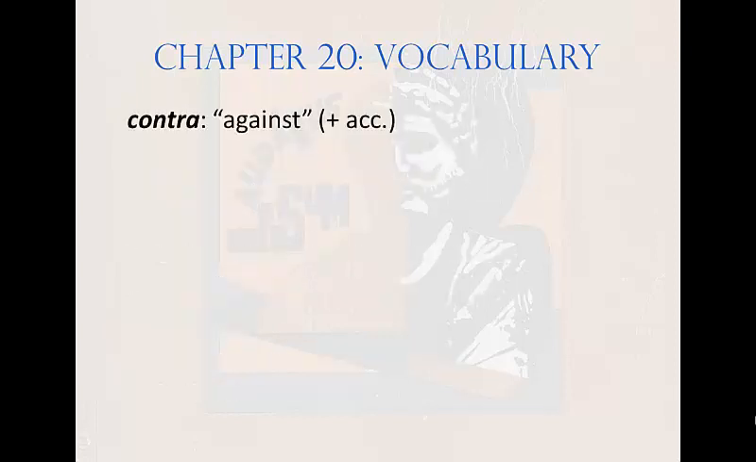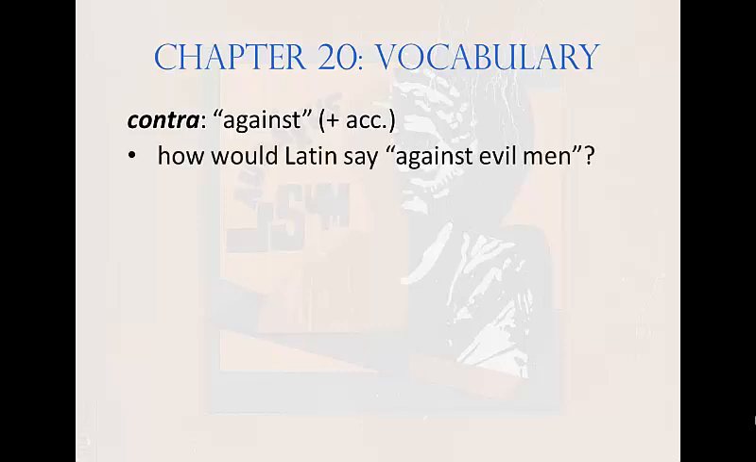The next word is a preposition, contra. It means against. It takes an accusative object. How would Latin say, against evil men? Think about it for a second. That's a substantive, so you don't need a word for men. All you need to do is take the adjective evil and put it in the masculine gender. But what case? That's right, accusative. Singular or plural? Evil men, so it's plural. And what's the adjective for evil? Malus. So, against evil men is contra malos.